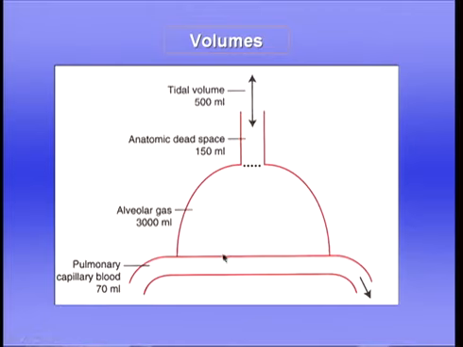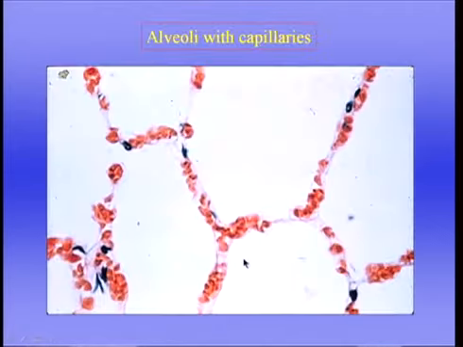Now, when we go across the blood-gas barrier, we're in for a surprise because the volume of blood in the pulmonary capillaries is only about 70 ml. So there's a big disparity between the volume of gas in the lung undergoing gas exchange at any instant and the volume of blood. And that shouldn't actually surprise us all that much, because you remember when we saw a cross-section of alveoli with their capillaries, what we saw was mostly gas.